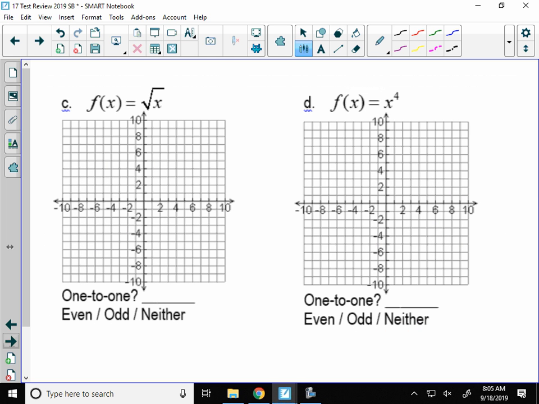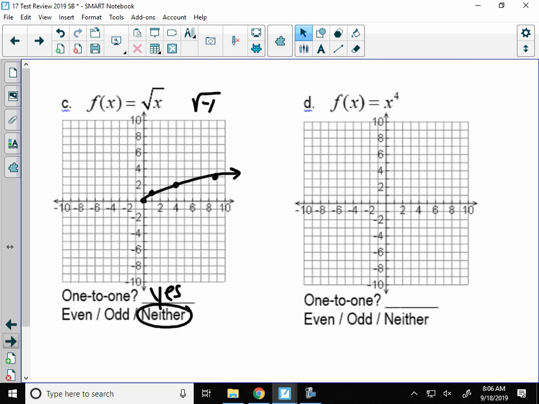C, the square root of x. Right, so you start at 0. The square root of 0 is 0. You know you can't go to the left. You can't have negatives because we can't take the square root of negative 1 and graph it. So we don't worry about that. The square root of 1 is 1. Square root of 2 and 3 are irrational. The square root of 4 is 2. And we're irrational until I get to the square root of 9, which is 3. So that would be your square root graph. That is 1 to 1, but it is not even or odd because it's not symmetric over the y-axis or origin.